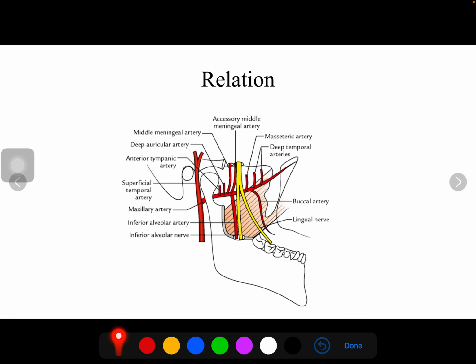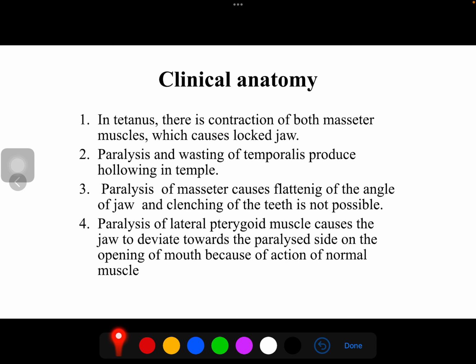The medial pterygoid has two heads, superficial and deep. The superficial head arises from the maxillary tuberosity and the deep head arises from the medial surface of the lateral pterygoid plate. The medial pterygoid is inserted into the medial surface of the ramus of mandible. So that's all about the muscles of mastication. Then it is related by some of the clinical anatomy.